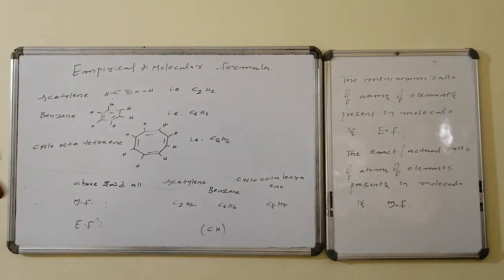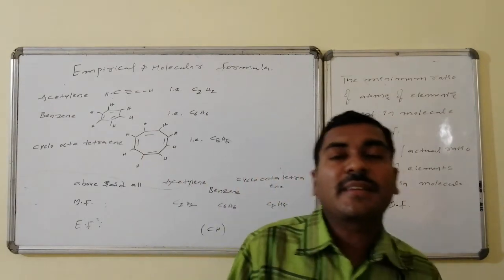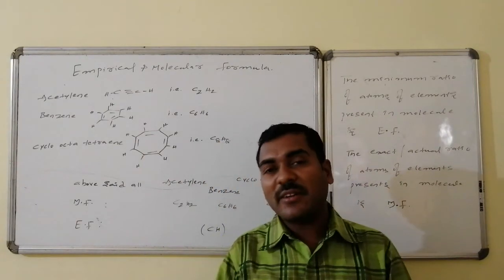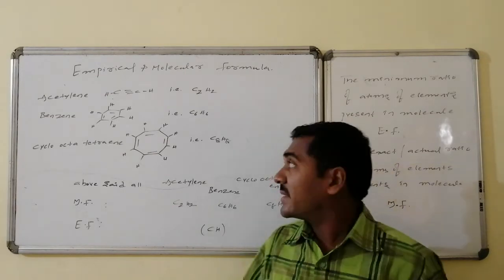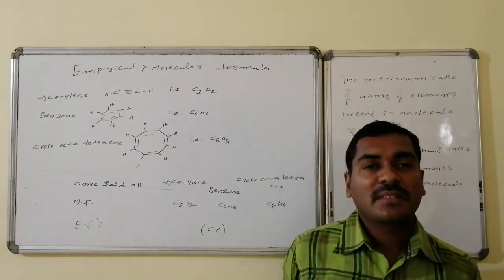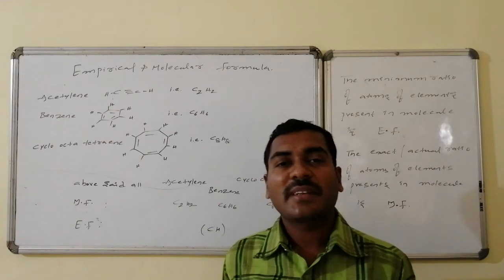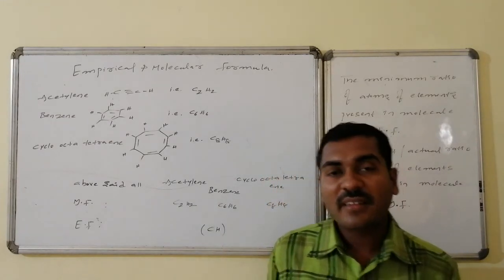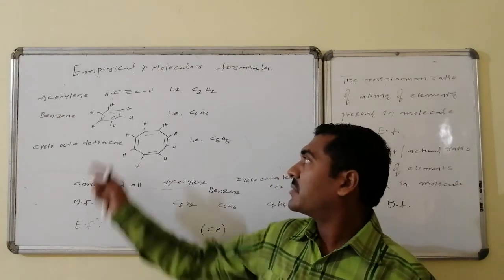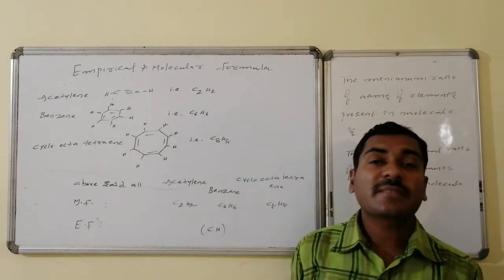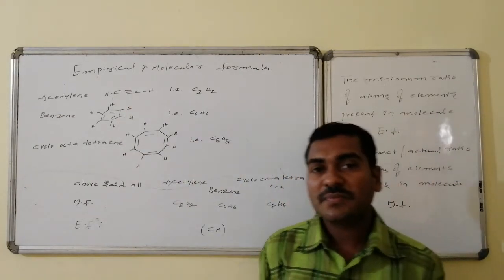Welcome friends, let us go for the next part of the basics, that is empirical formula as well as molecular formula. Here I am having some molecules like acetylene, CH triple bond CH, where carbon triple bond carbon is connected with single bonded hydrogen twice. Therefore the structure and the formula of acetylene is C2H2.